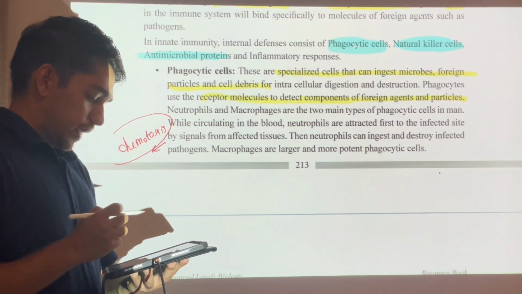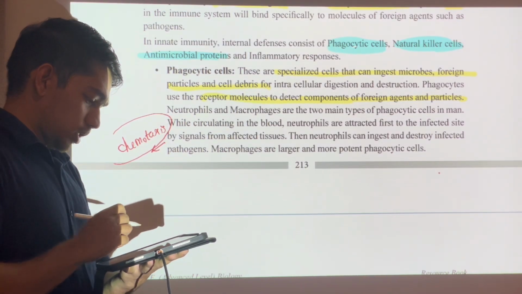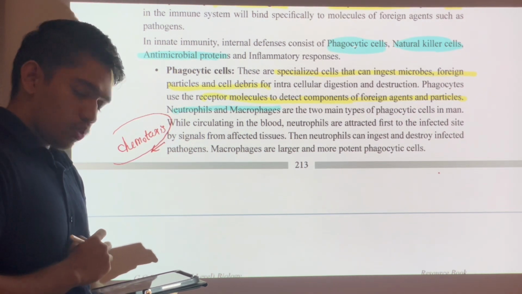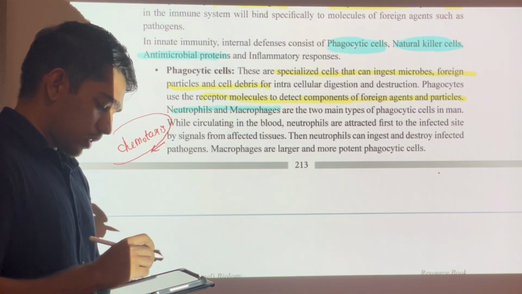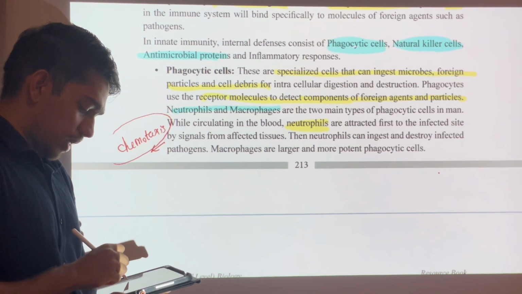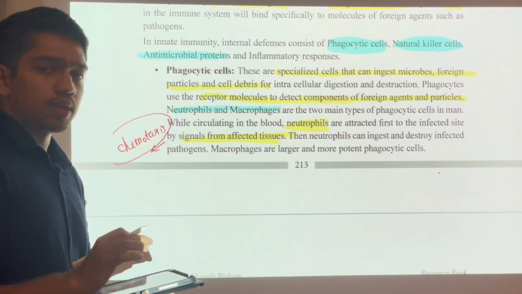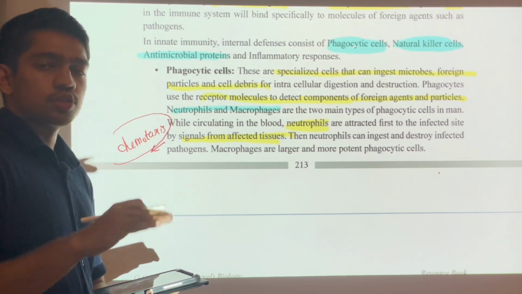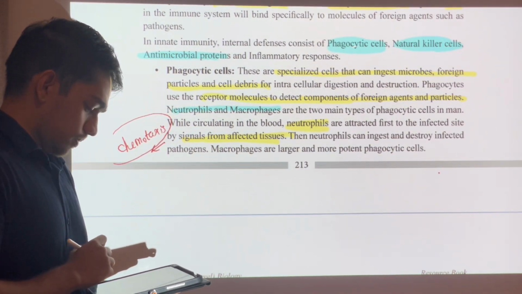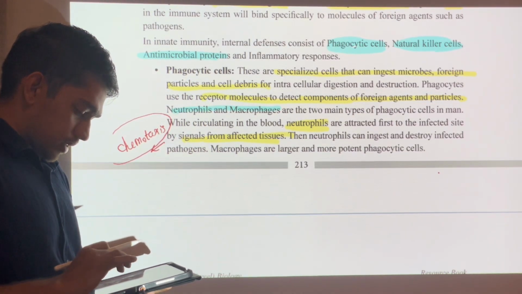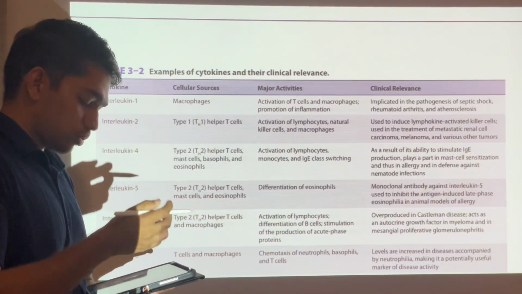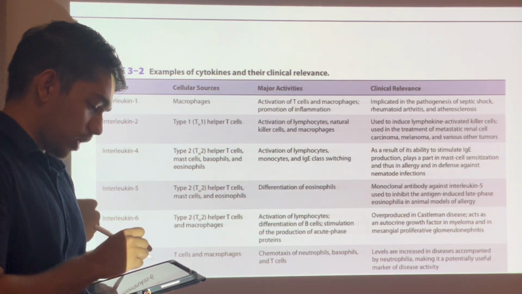We have two types of cells in our innate internal immunity that are going to do phagocytosis. Those are neutrophils and macrophages, right? So out of these two, neutrophils are the cells that are first attracted to the infected site, right? By signals from infected tissues. These are chemical signals. Therefore, being attracted somewhere because of a chemical signal, we call it chemotaxis, right? Chemotaxis. So this chemotaxis is because of a type of chemical that we are going to learn in future under antimicrobial proteins. We call it cytokines.